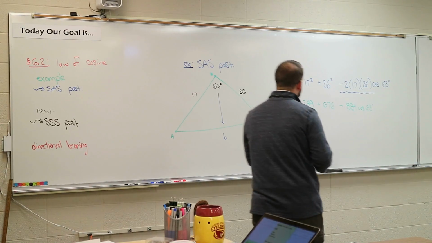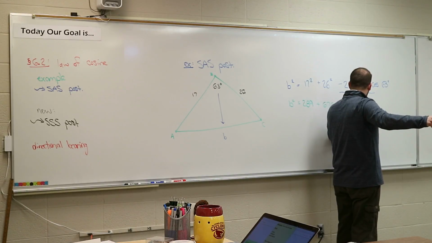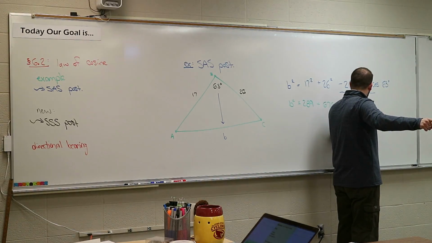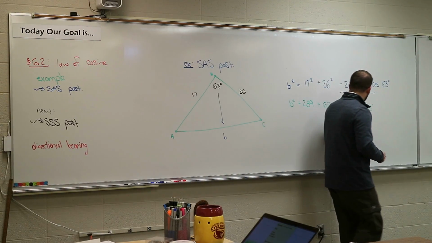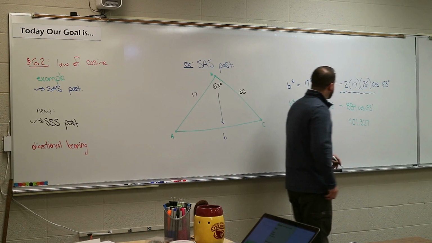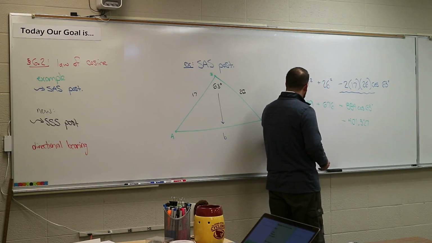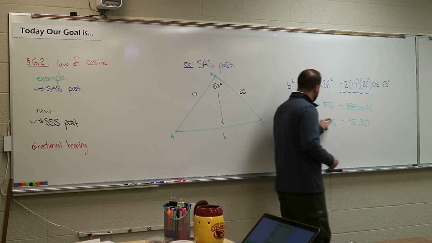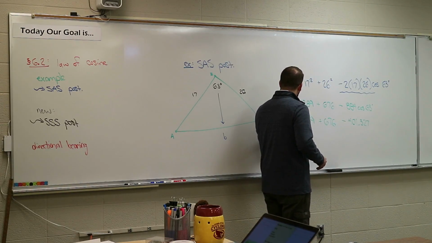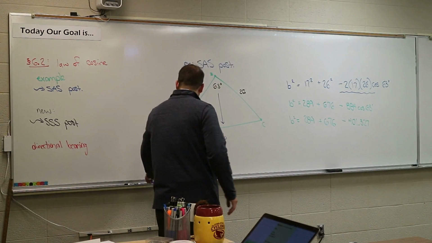So, 401.327. I'll go 3 decimal places. We're subtracting that number from the 289 plus the 676. Now that we're here, we have all these numbers written down correctly. That's 965.